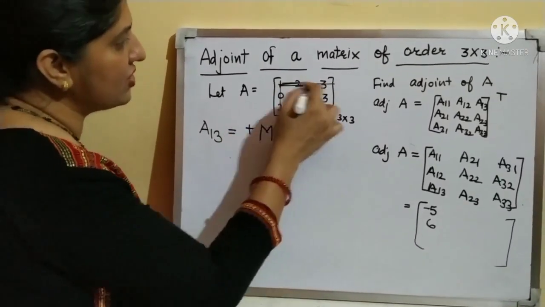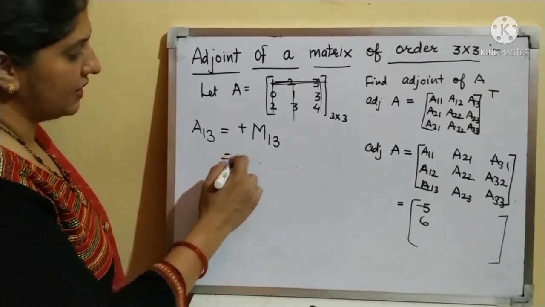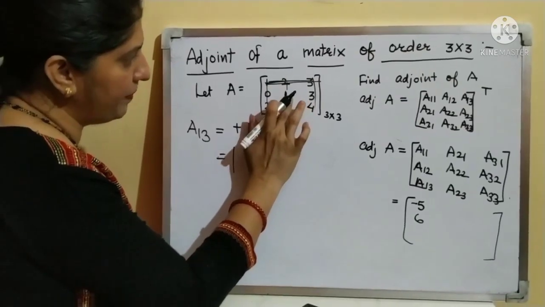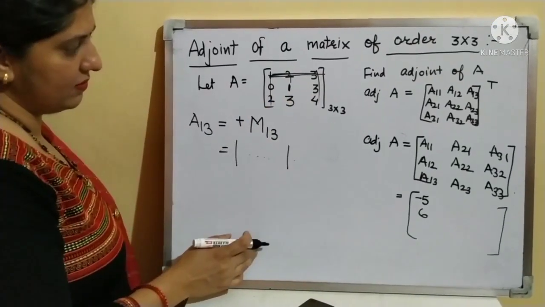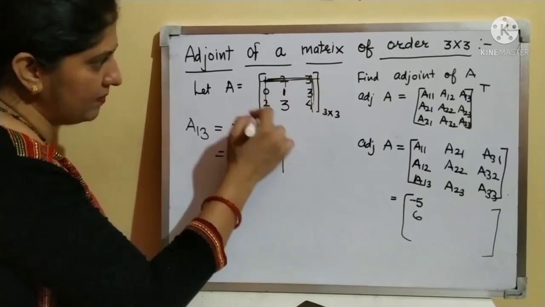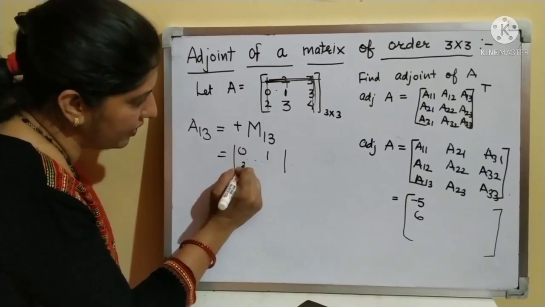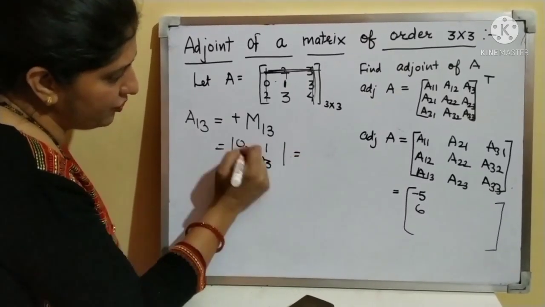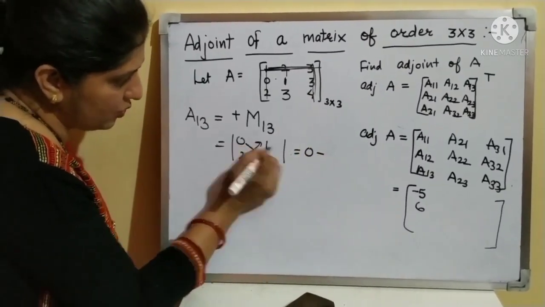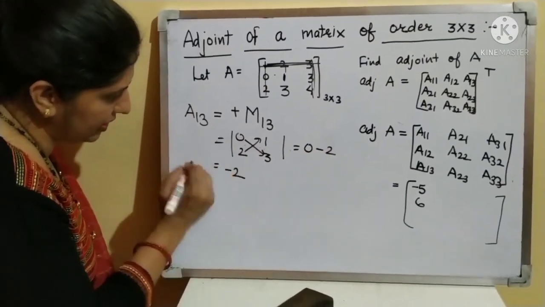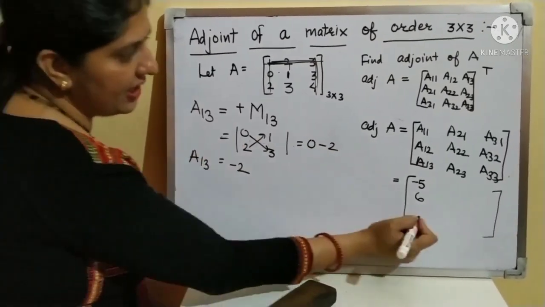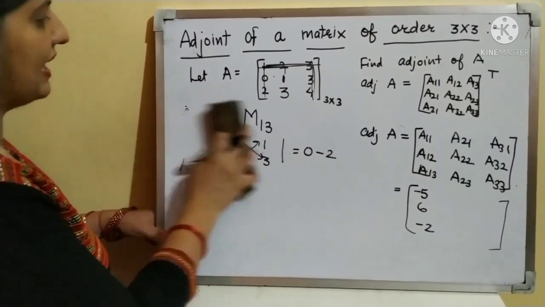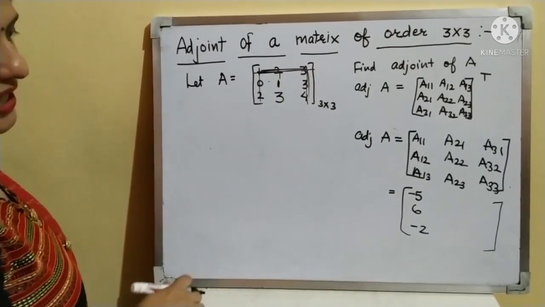Now delete first row and third column and take the determinant of the matrix formed by the remaining entries. Delete first row, third column. Remaining entries are 0, 1, 2, 3. Now find the determinant. We get 0 into 3, 0, minus 2 into 1, 2. So we get minus 2. A13 is equal to minus 2. Put the value. In the same way, calculate A21, A22, A23.